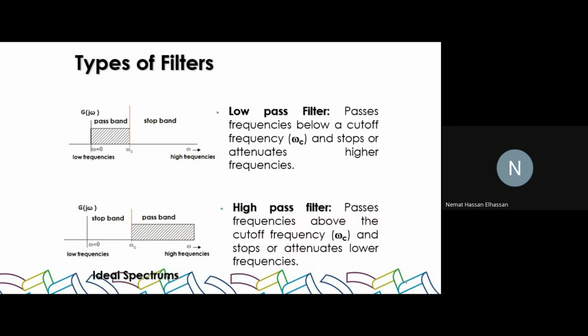The first 2 types will be the building blocks to the other 2. The first type is the low pass filter. As the name indicates, it's a filter circuit that will allow lower frequencies to pass through it and higher frequencies will be blocked. So what does that mean?